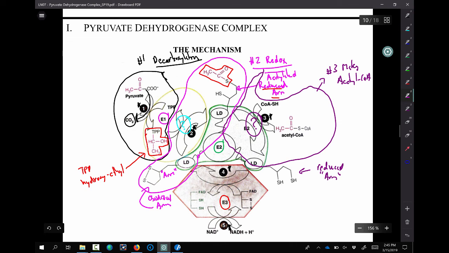Reduced arm loses its acetyl group and becomes the fully thiol-containing group. And those then are going to pass electrons on to NADH ultimately.